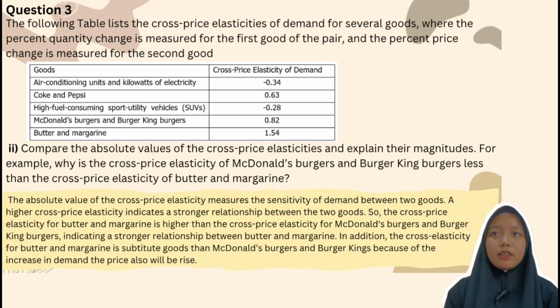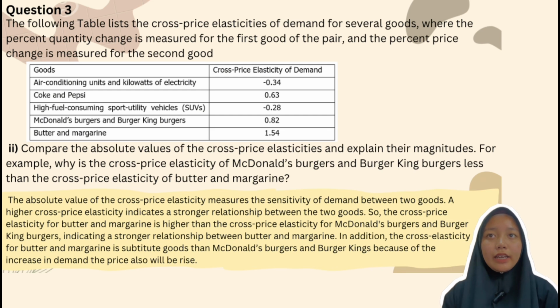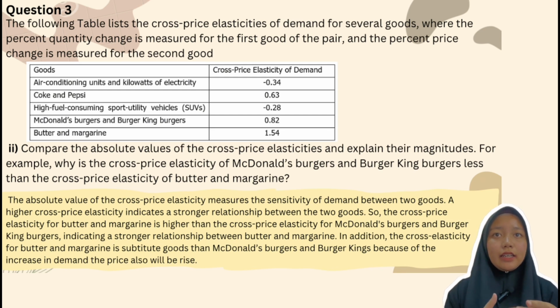Okay, for two Roman, the absolute value of the cross-price elasticity measures the sensitivity of demand between two goods. A higher cross-price elasticity indicates a stronger relationship between the two goods. So, the cross-price elasticity for butter and margarine is higher than the cross-price elasticity for McDonald's burger and Burger King's burger, indicating a stronger relationship between butter and margarine. In addition, butter and margarine are closer substitute goods than McDonald's burger and Burger King's because of the increase in demand, the price will also rise.